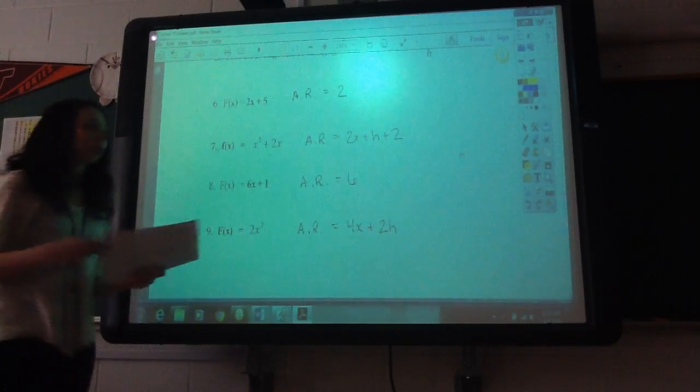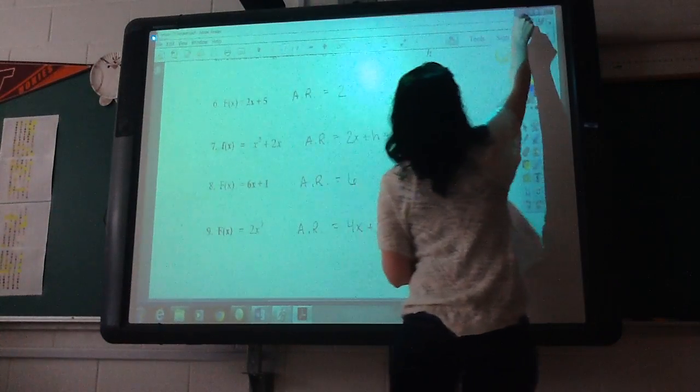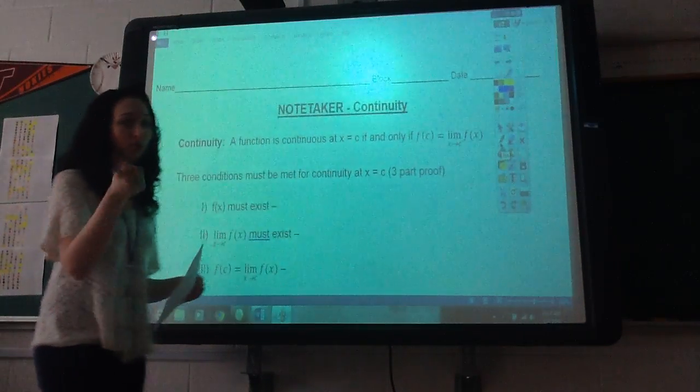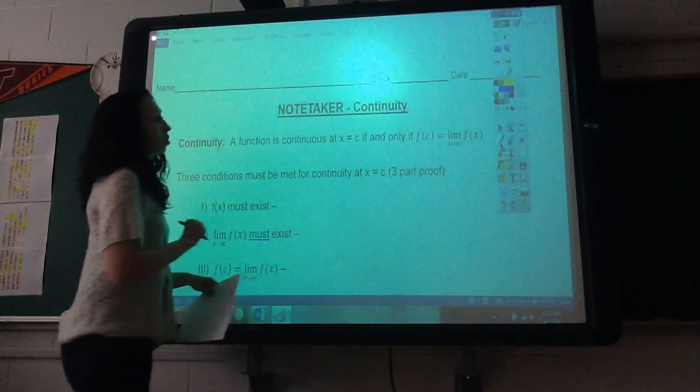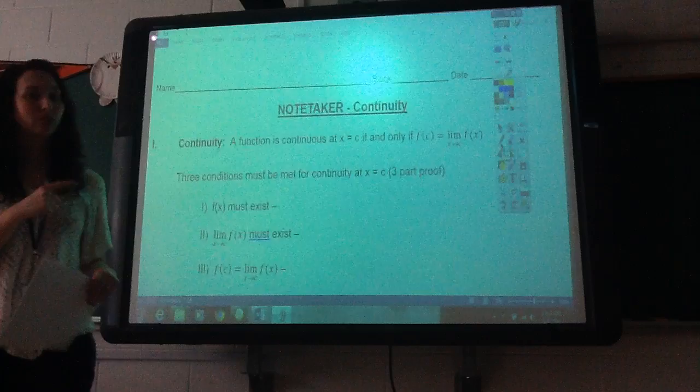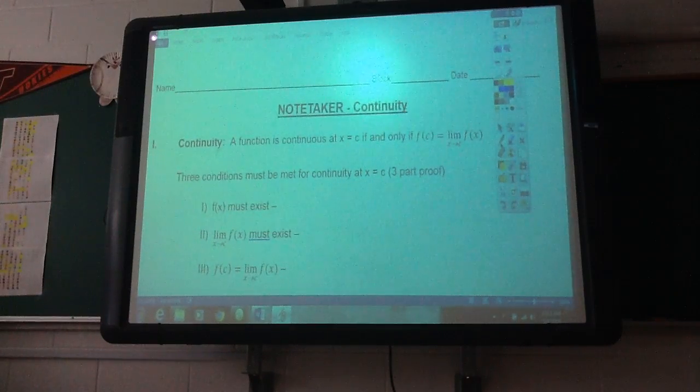At this point in time, you should have all gotten a copy of the notes from the substitute. That copy of notes is 2 pages. It is a front, back, and then a front. So today we're going to go ahead and start talking about continuity. I'm going to go ahead and check the video to make sure I'm zoomed in enough. Alright, that looks pretty good.